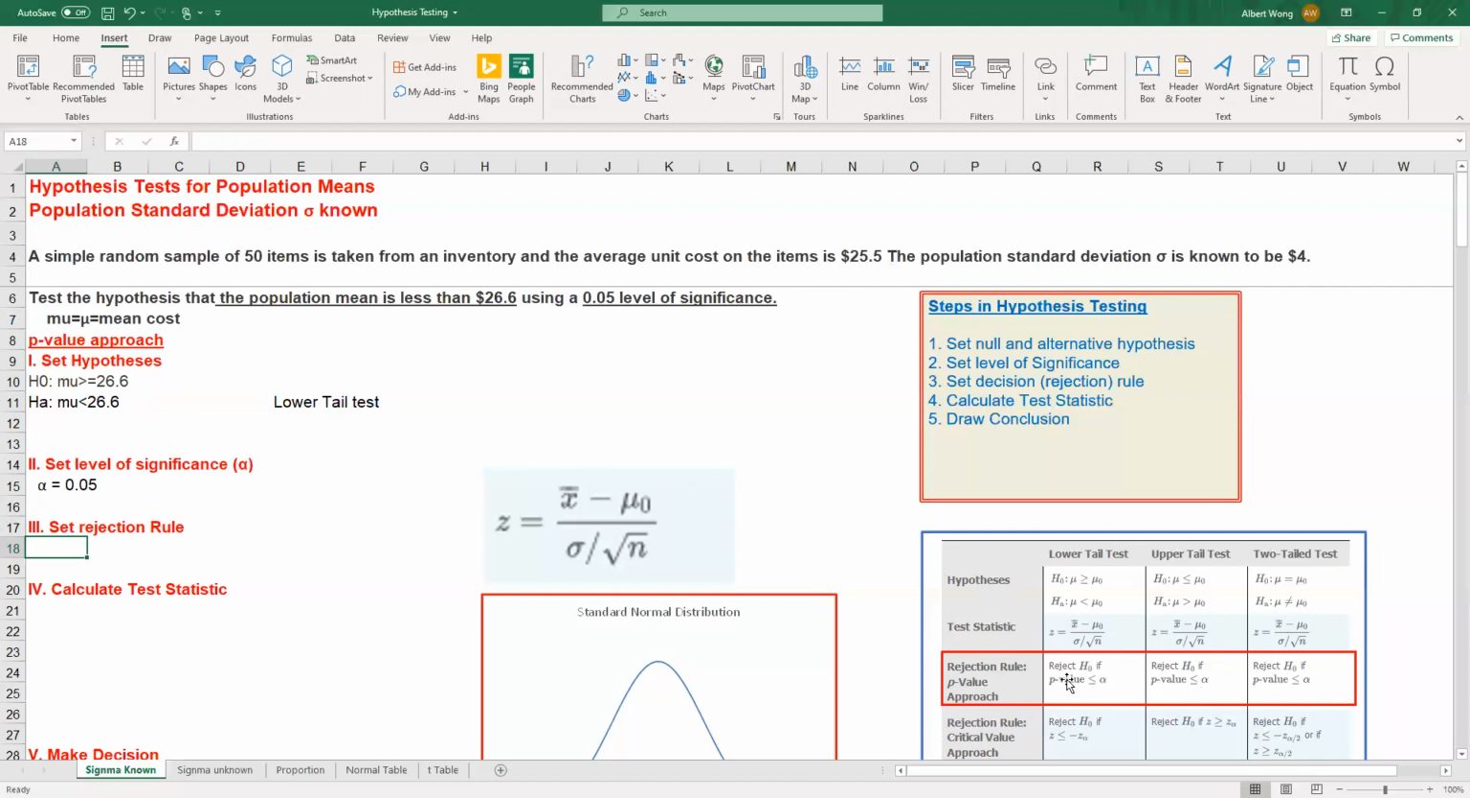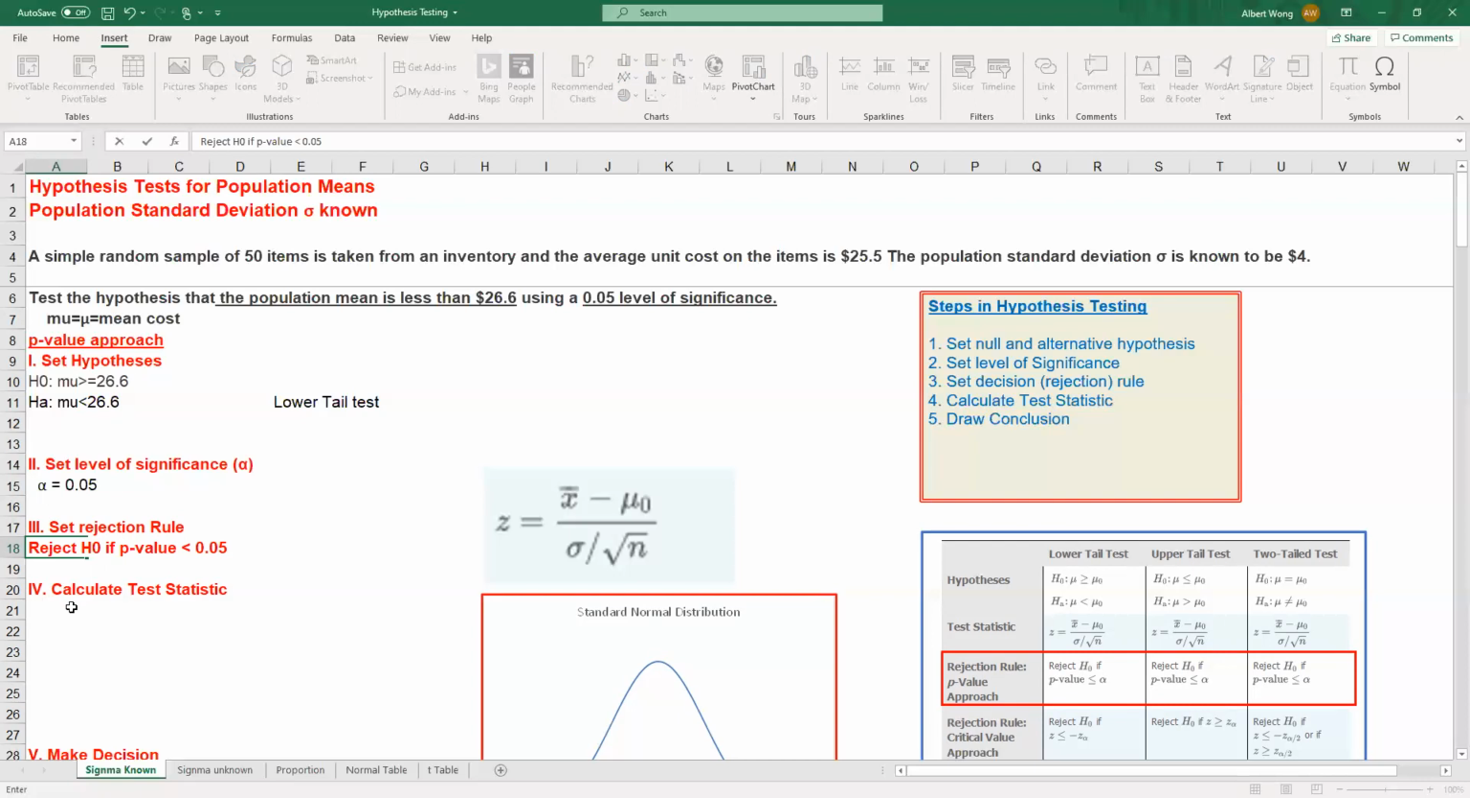As you can see, if you use the p-value approach, regardless of whether it's a lower tail test, upper tail test, or any statistical test for that matter, the decision rule is always: reject H0 if the p-value is less than or equal to alpha, or we can just say if the p-value is less than alpha, it does not really matter. So we say reject H0 if the p-value is less than alpha. Alpha is equal to 0.05 as we defined in step number 2.